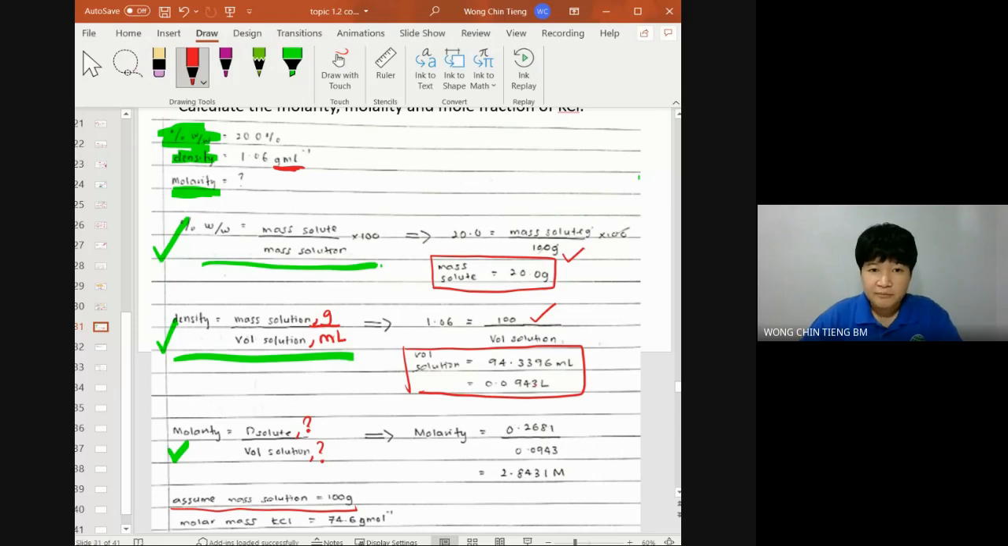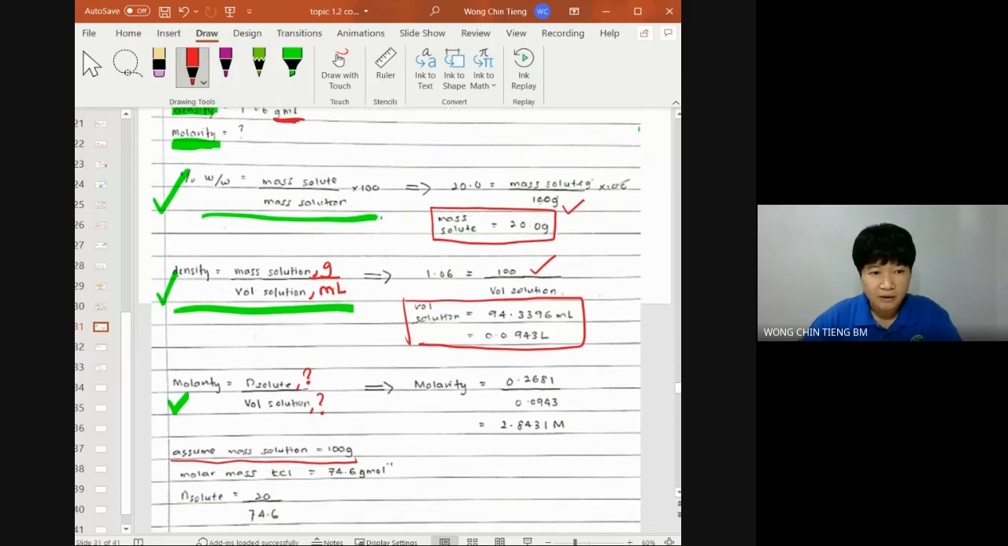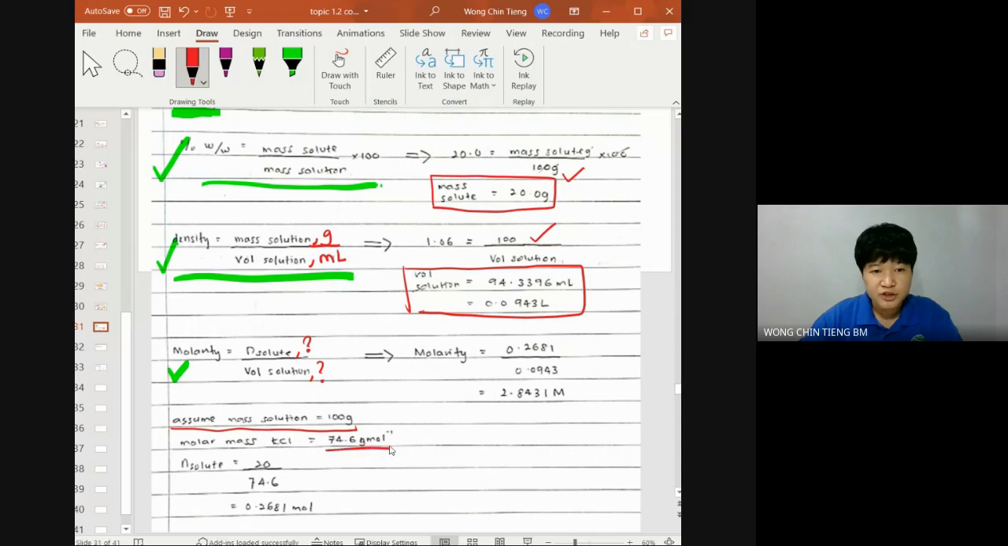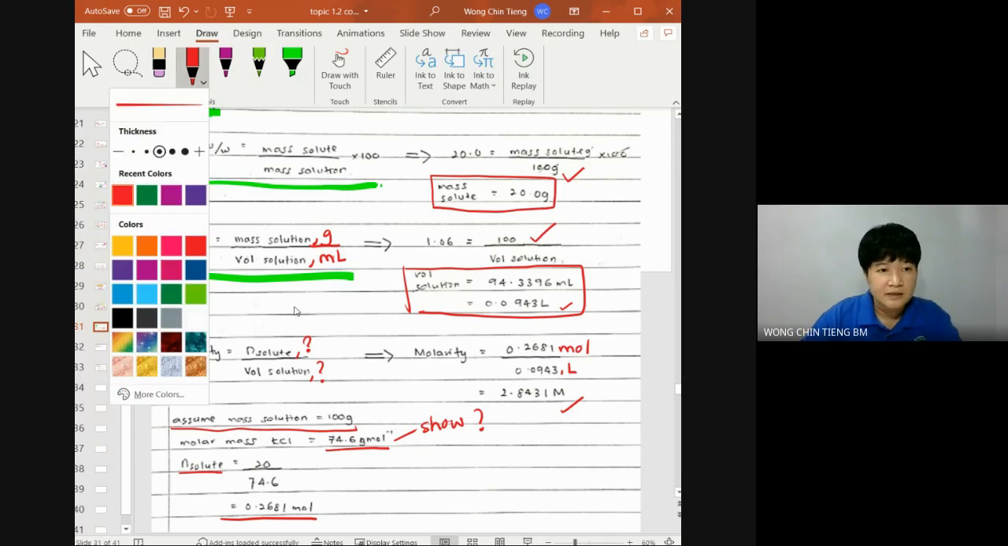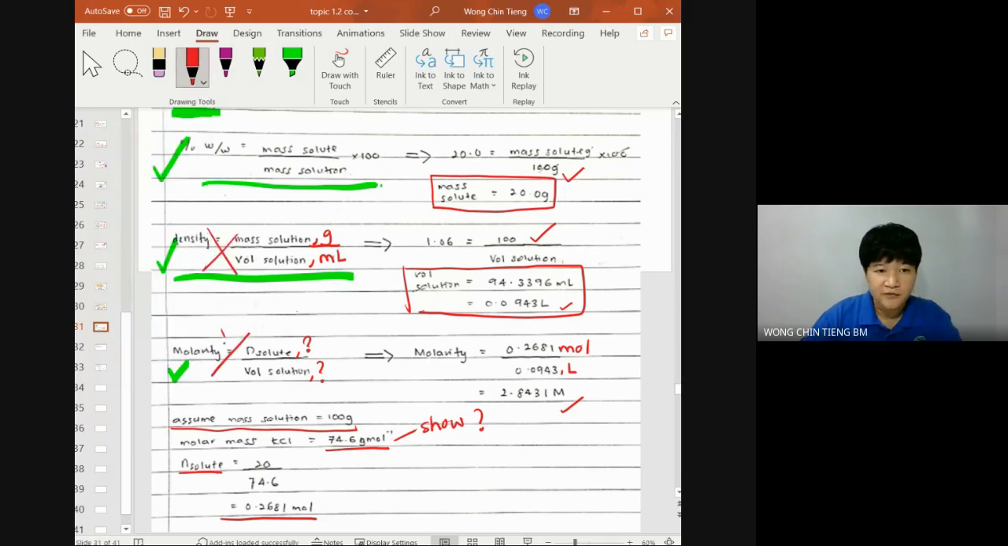So from there, from the mass of solute 20 gram, dia bergerak ke bawah. You find the molar mass, make sure show how you get this. Macam mana kamu dapat 74.6 gram per mole tu? Siapa yang buat ni check balik. Okay? And then you get the number of mole solute. From the number of mole solute, you just substitute into the molarity formula and then the liter. Your volume is in liter right now. So you change it in liter. You get the answer of 2.8431. Jawapan betul. Tapi hilang markah formula. Tapi jawapan betul tau.